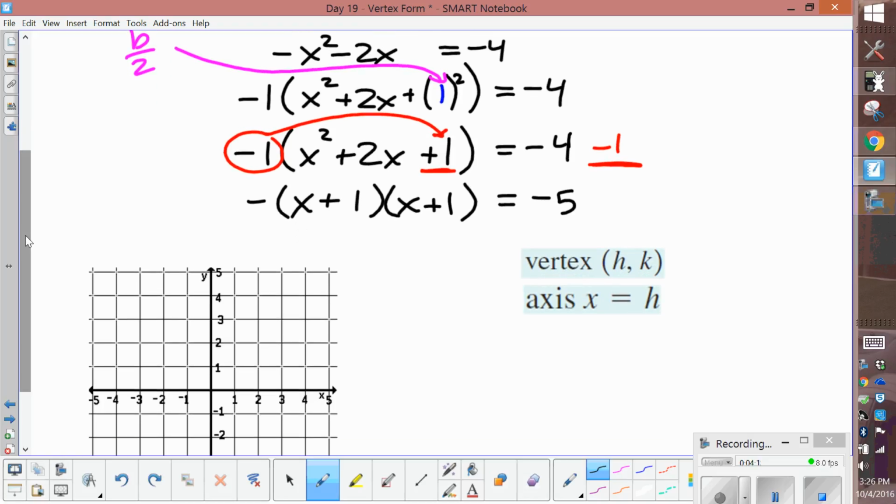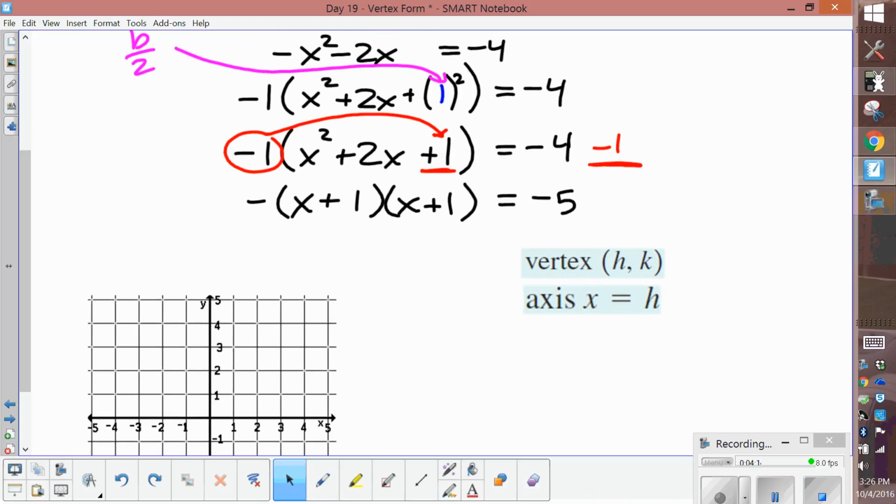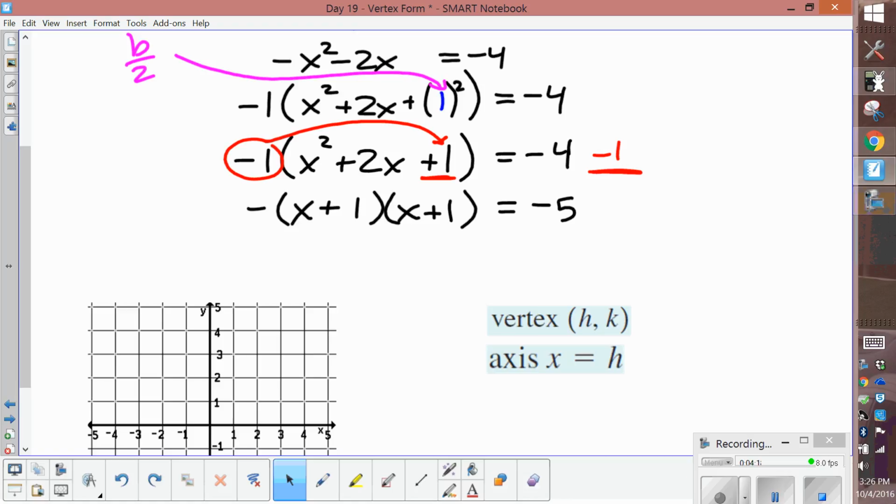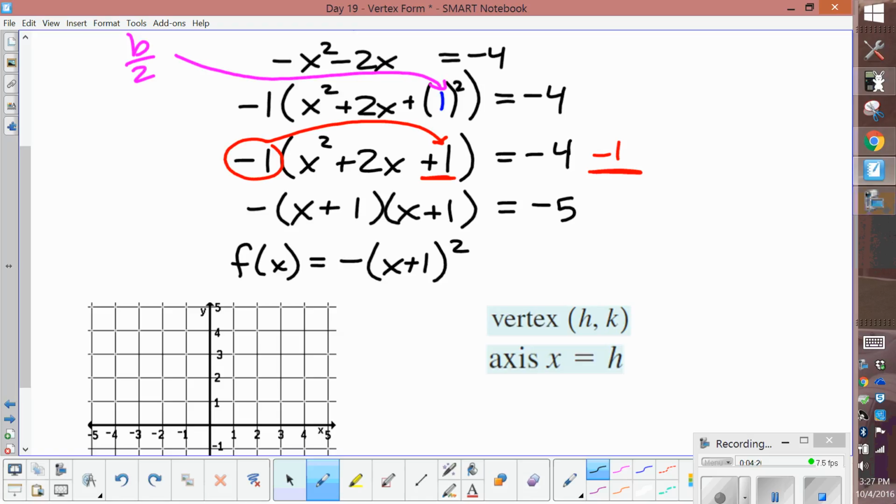And the last thing I need to do is just clean it up a little bit. So let me move that down. Let me get these out of the way. I'm going to put it back in function notation. F of x equals negative x plus 1 quantity squared. And then I would move this back to the left side. So now we get plus 5. And now I have something that looks like vertex form the way I want. So this is what I'm going to be working with.